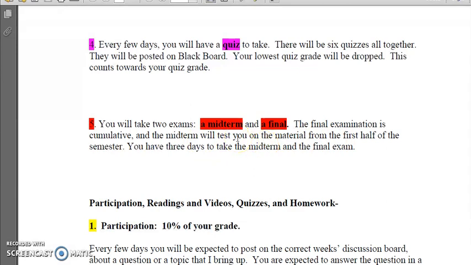So on WebAssign, you're going to do your homework, you're going to take your midterm, and you're going to take your final. The quizzes are not going to be done on WebAssign. The quizzes are posted as PDFs on Blackboard. You're going to print them out at home, do them, and then send them back to me. Again, I'll talk more about this in a second.